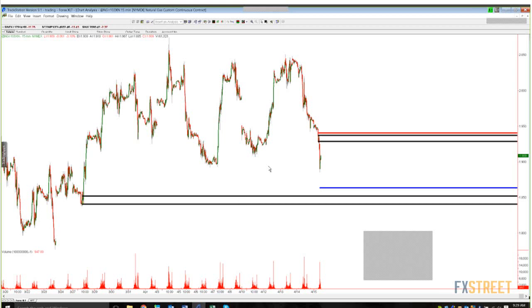Okay? Does that make sense? So now I've got a nice healthy stop, and my profit target is well before the opposing demand zone. So now my profit target becomes very attainable. Does that make sense?